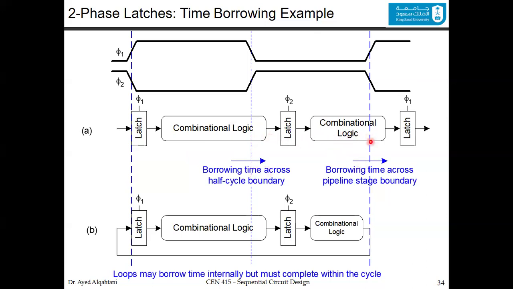This one, if it doesn't have much time because of the borrowing that happens here, it can push it to the next cycle and so on. So every half cycle is borrowing from the next half cycle and so on.